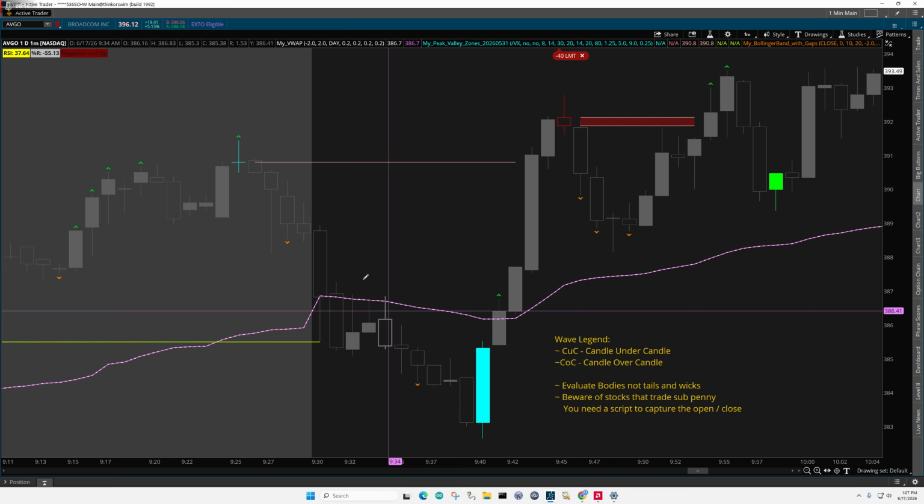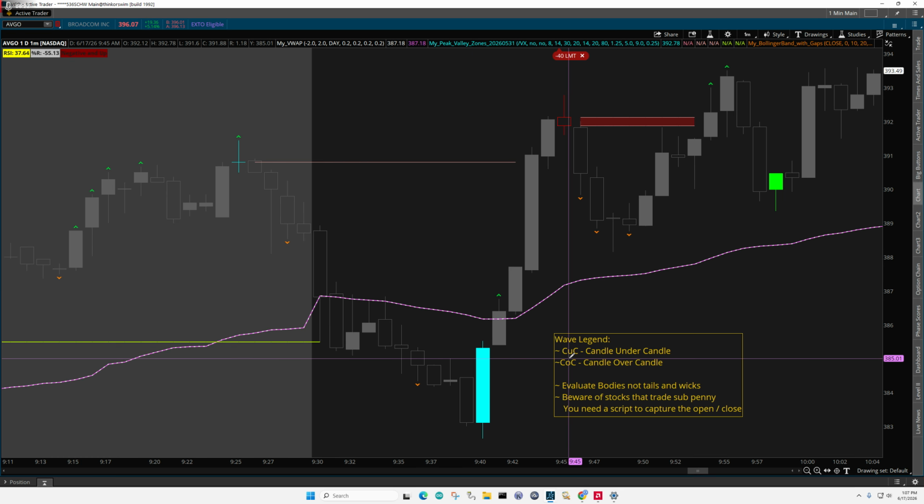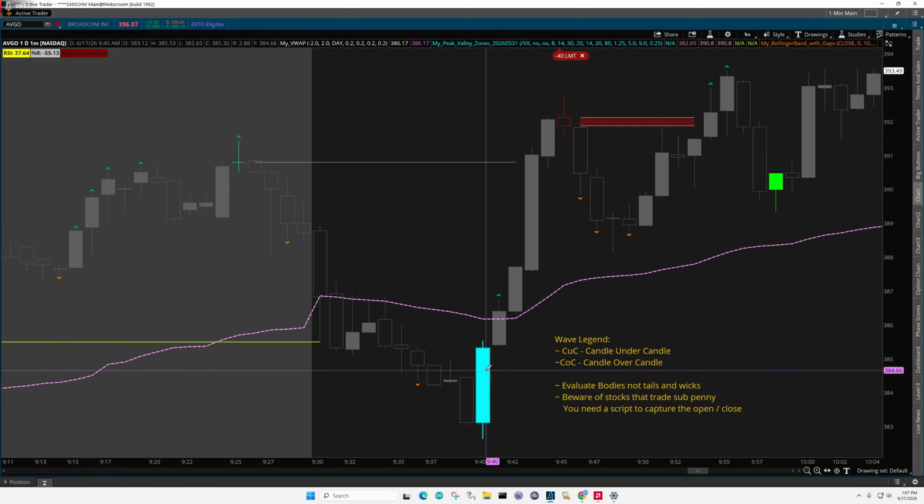So how do we know when price is no longer going down? Well, as soon as you have a condition where it's candle over candle, a COC, so this is a candle body, and this candle body is over this candle body. So that's candle body over candle body. So now we know price is no longer going down, it's going up. So if you were shorting AVGO this morning, now you know price is no longer going down and it's going up.